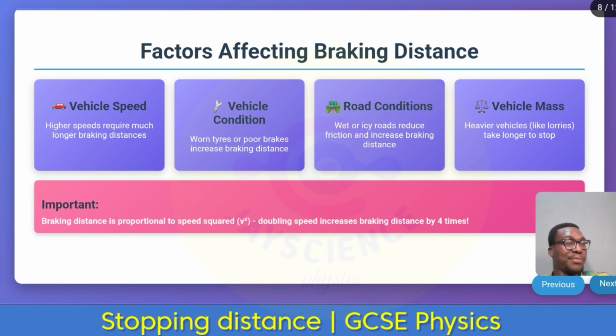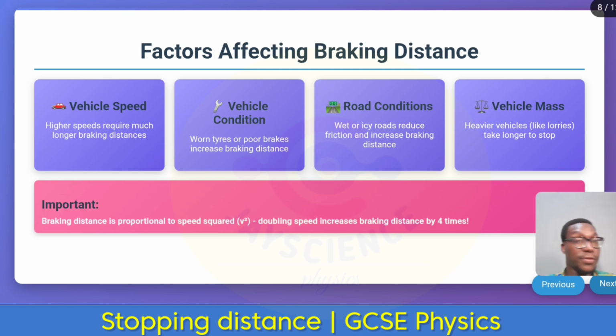And then finally we have the vehicle mass, right? So the bigger the vehicle, let's say a lorry or a truck, the longer the braking distance. A car or a bike will have a shorter braking distance because the mass is small, and a much bigger one like a lorry or a truck will cover much more distance before it finally comes to a stop. So braking distance is proportional to speed squared. That means if your speed doubles, your braking distance will quadruple.